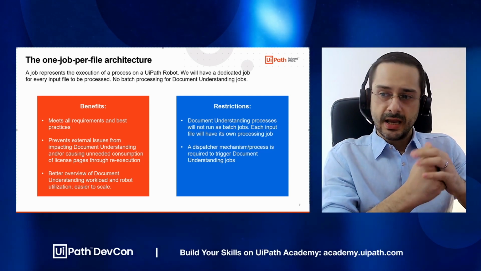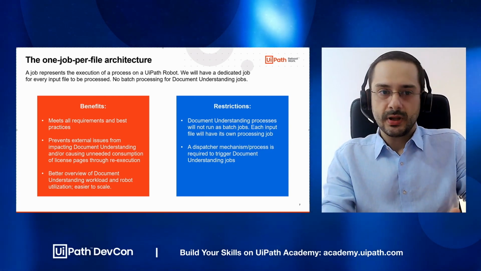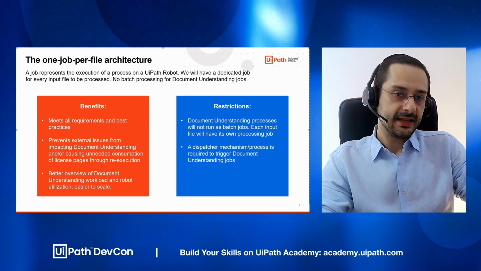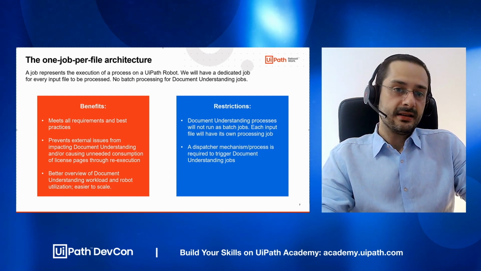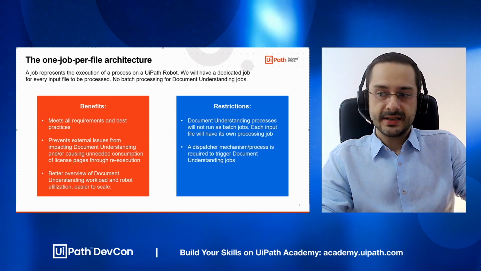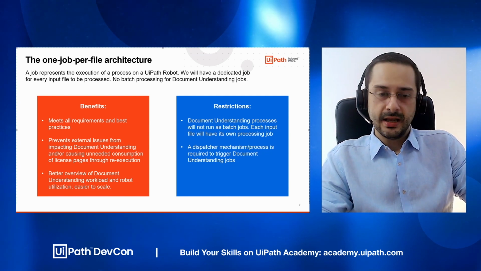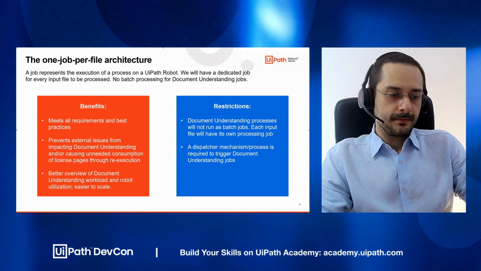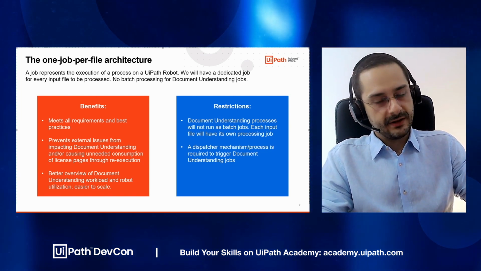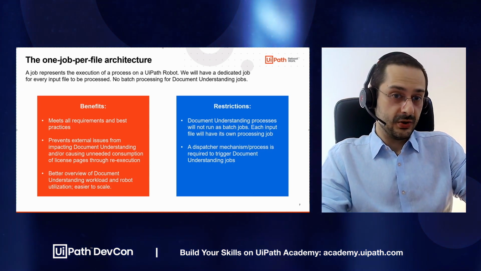There are restrictions, because document understanding processes will no longer run as batch jobs. So we will have a dedicated job, and this means a dispatcher mechanism or a trigger is required to trigger those jobs. This is not a big problem. It's very easy to implement. However, it is a different approach compared to what we have been used to. But enough theory. Let's have a look at how we do it in practice, and let's move to UiPath Studio.